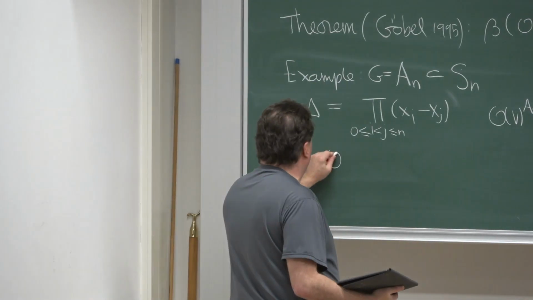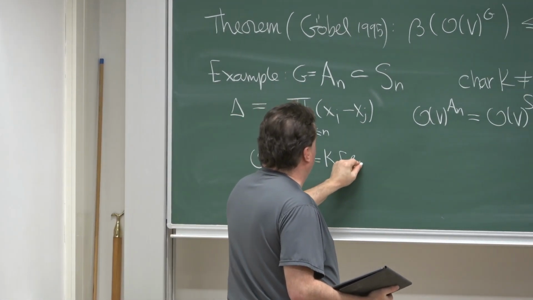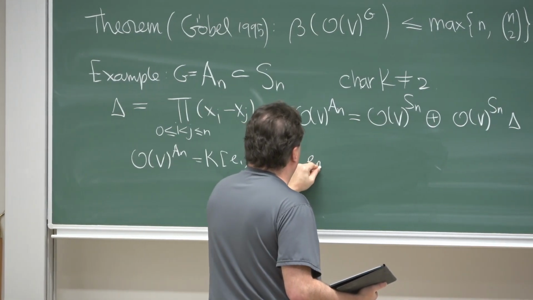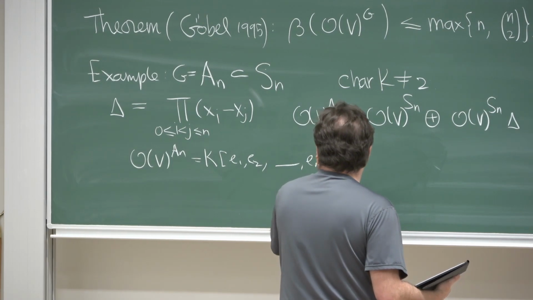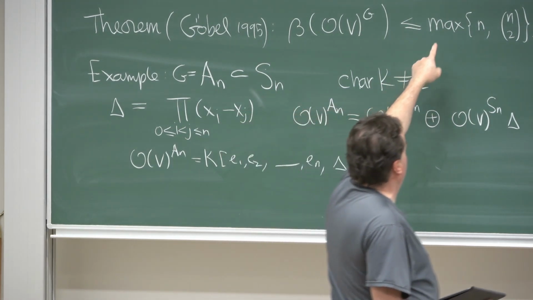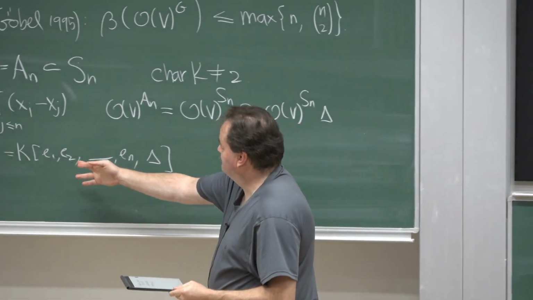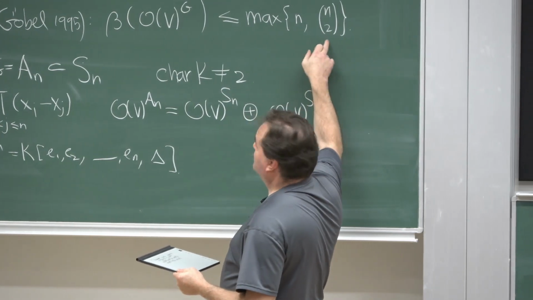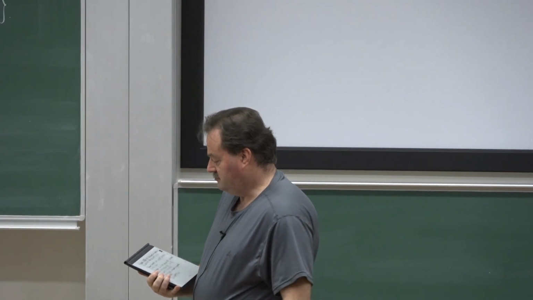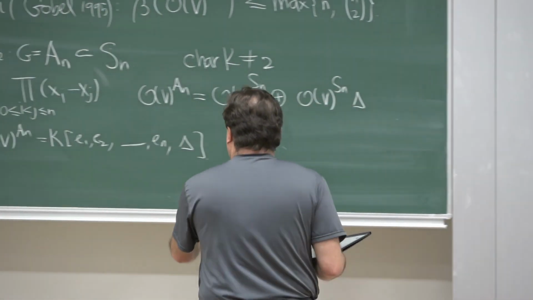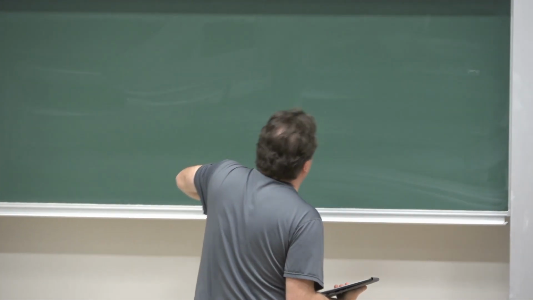Yeah, so in this case, we see that the invariant ring is generated by the elementary symmetric functions and this delta. And so we see in that case, we have equality here, right? Because the maximum degree is exactly this maximum of these two numbers. But this is a very special case, right?